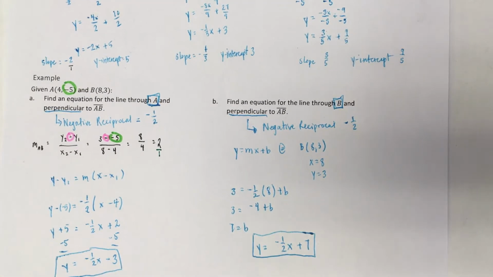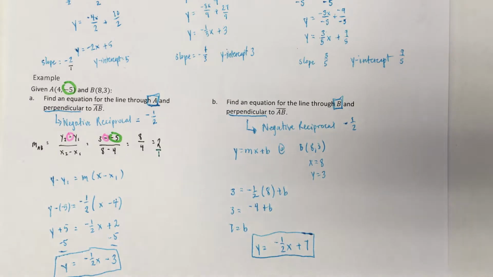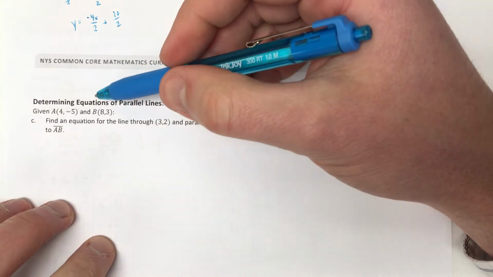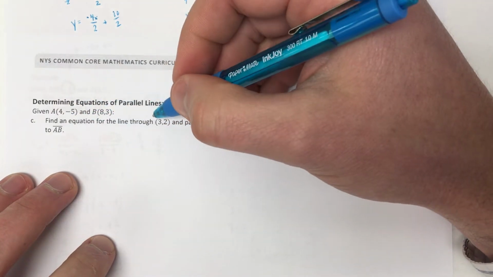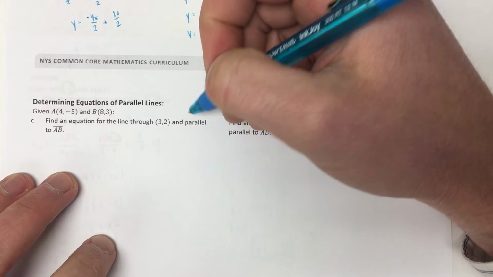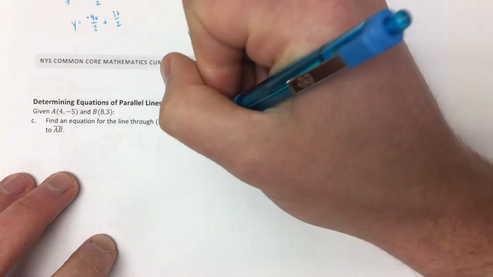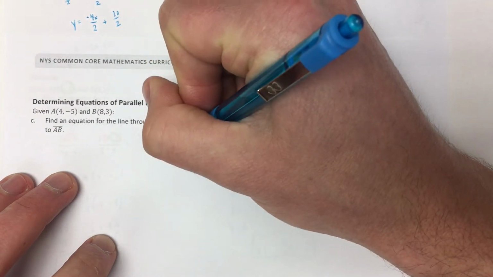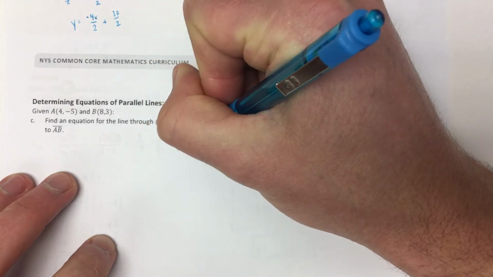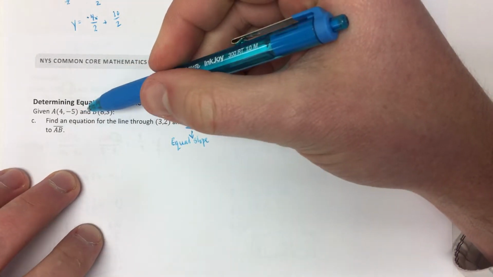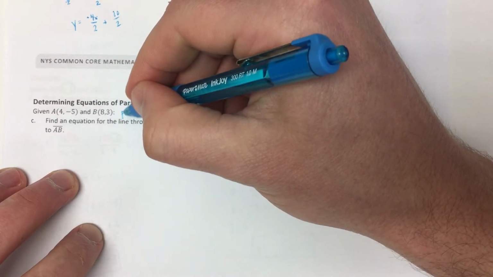Okay. The last problems that I want to go over are very, very similar. I used the exact same numbers so that we could sort of make connections. It says find the equation through 3, 2 parallel to AB. And so this says parallel. We know parallel means equal slopes. And so what I need to do is make sure I calculate this slope. These numbers are from the previous problem.